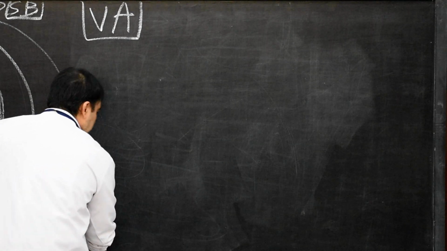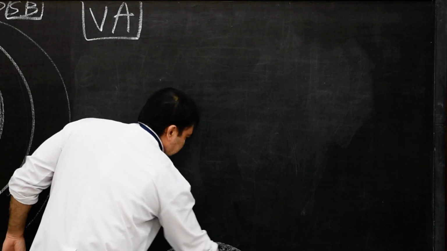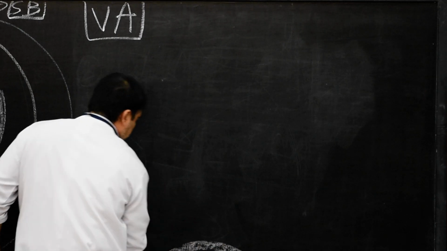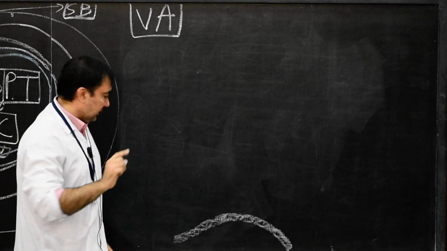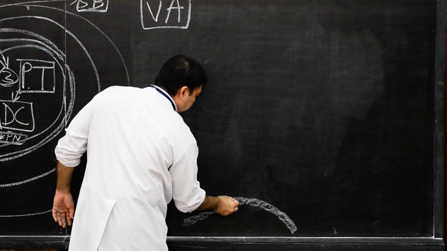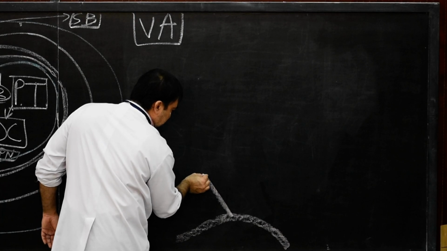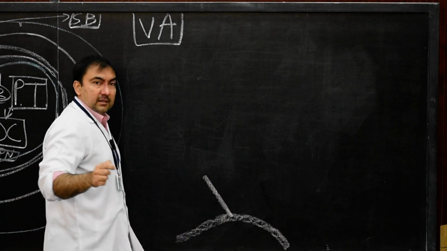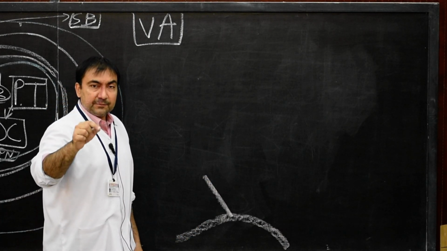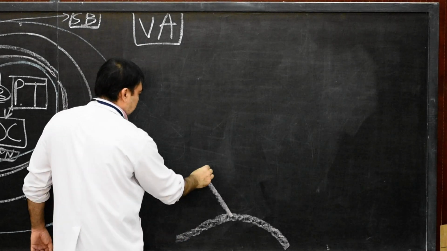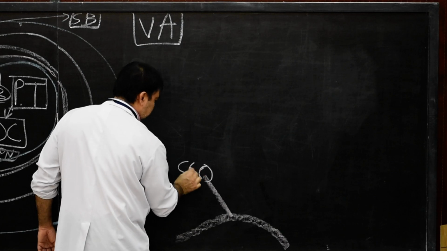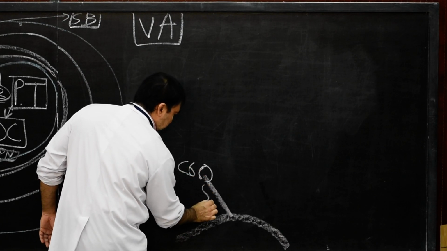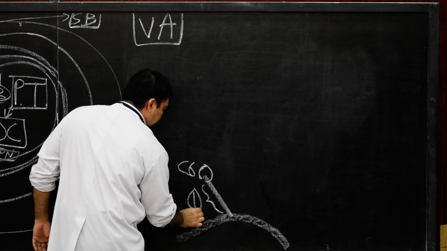The first part of the vertebral artery, we know that it is a branch of the subclavian artery. The first part of the vertebral artery is from the subclavian till the level of the foramina transversoria of C6. So here I will make just foramina transversoria and C6. This will be the first part of the vertebral artery.